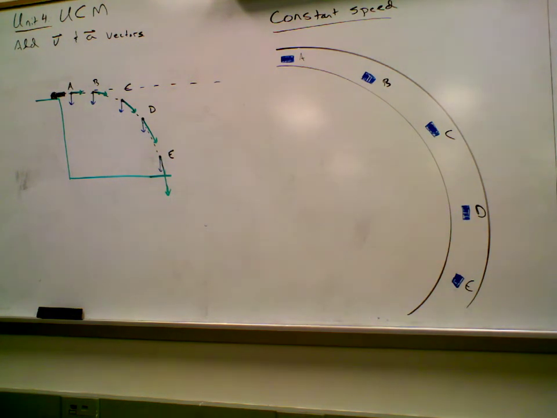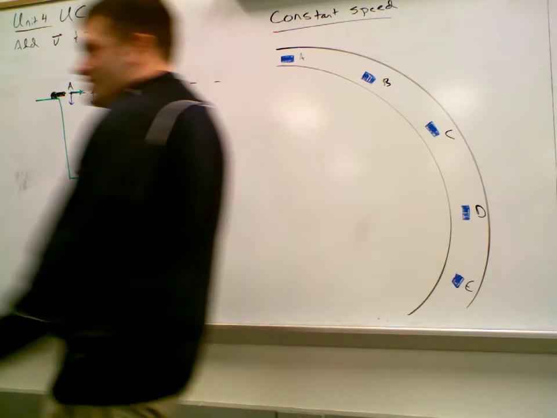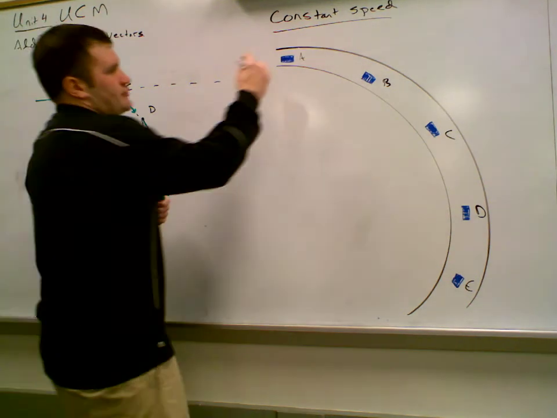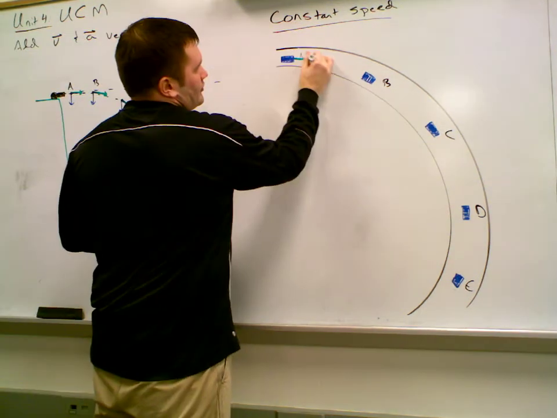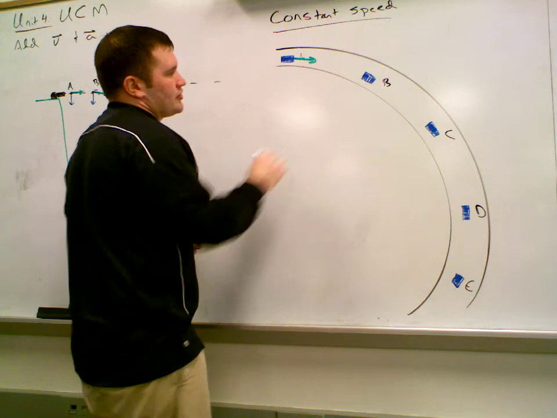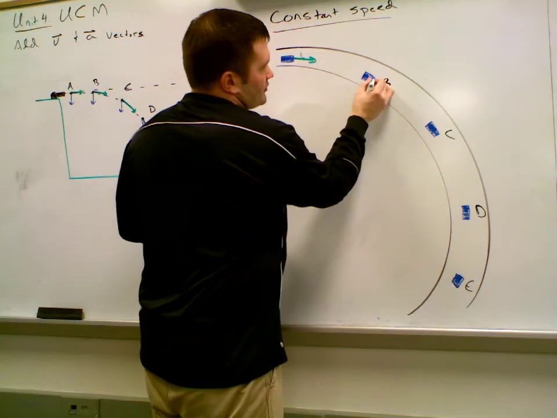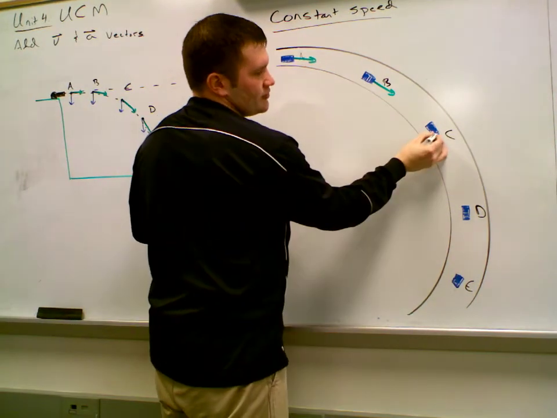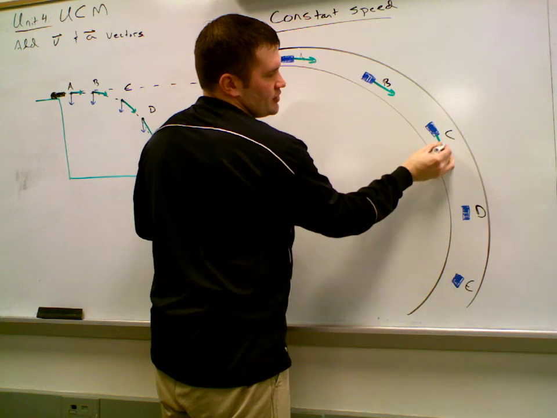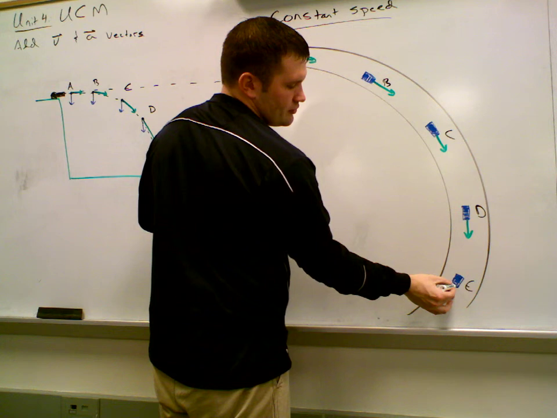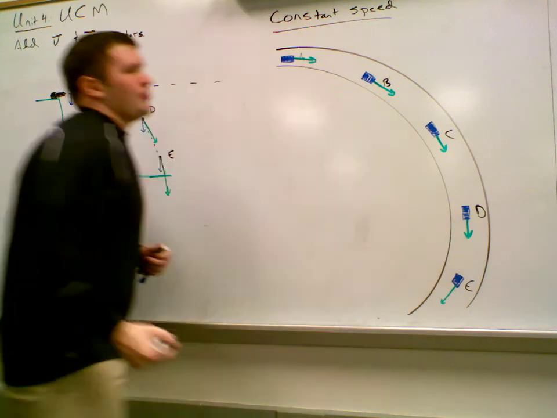Okay. So, velocities. Which way are the velocities at each location? If I'm at A, which way is velocity? Towards B. What about B? Towards C. Now I said constant speed, so are the lengths of these vectors going to change? No. What about C? Towards D. What about D? Towards E. What about E? Towards that way. Okay. So those should all be the same length.